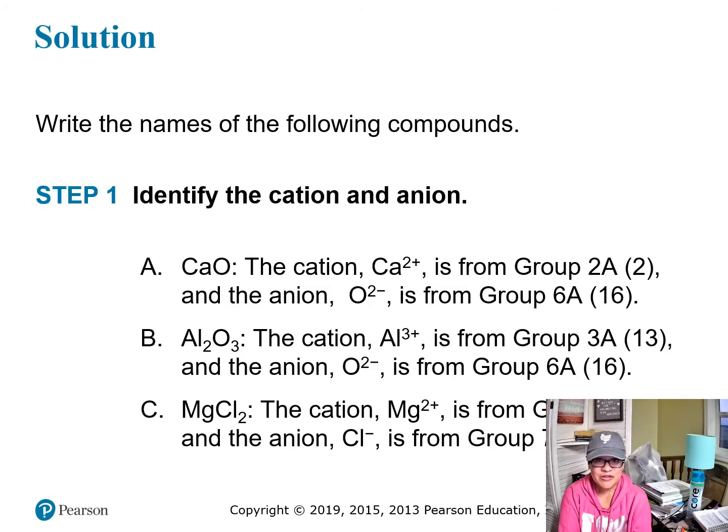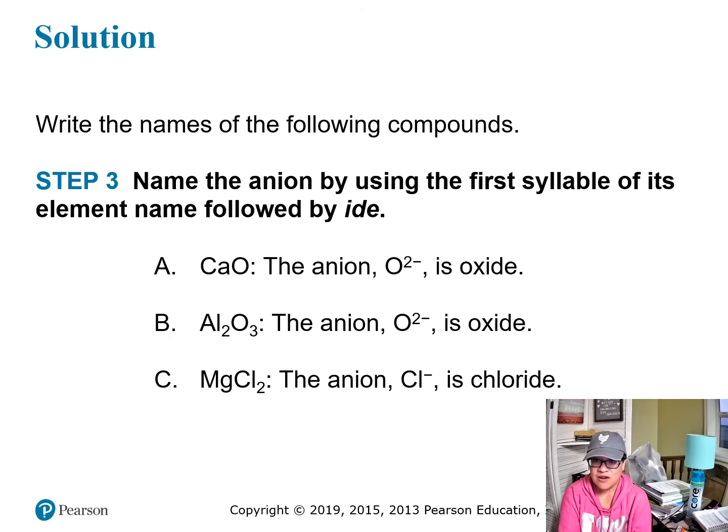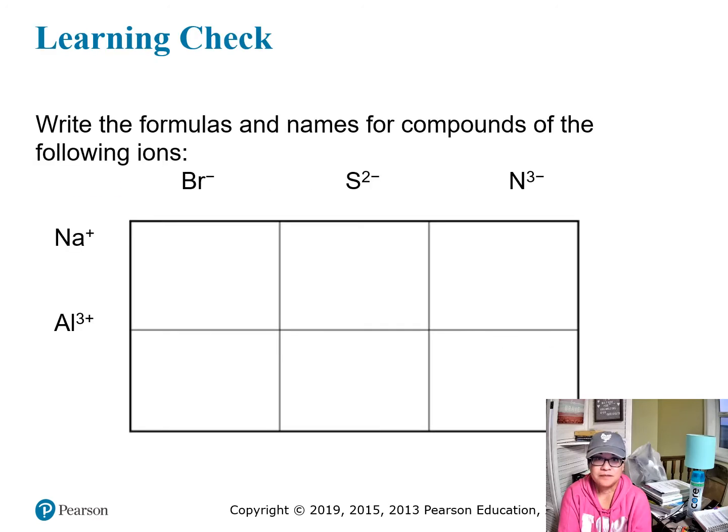So there's our first step. We're identifying the cation and anion for each. And you could see that we kind of split them apart, and then we named the cation. So there they are. And then we named the anion, adding "ide" to the end. So there's your final name, putting them together, first and last name. Okay, so see if you can write these formulas and the names for each of these.